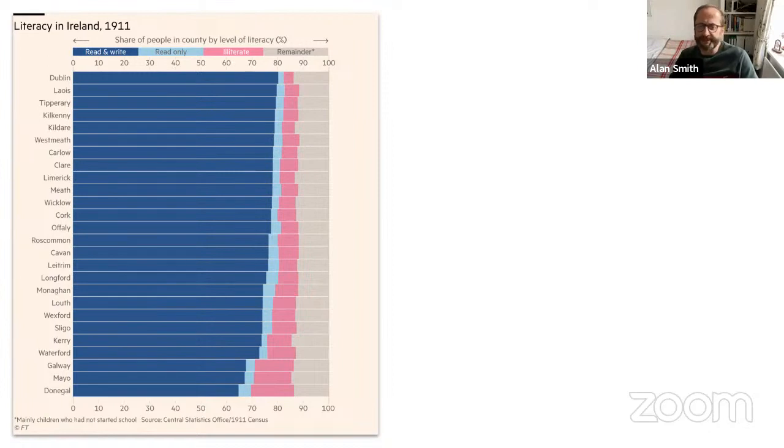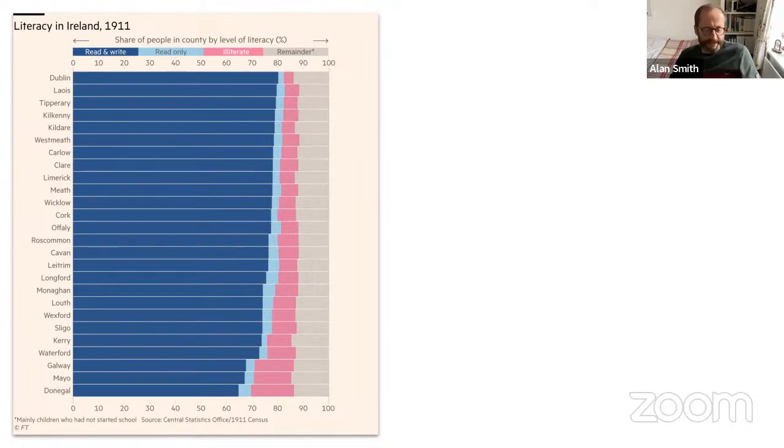And I was curious because I wanted to know how unusual it was for someone to be able to only read. You can see that's what the pale blue segment is in this chart. The pale blue is the people who can only read. And I've organized the data so that it starts off with the most literate county at the top, which was Dublin, and then goes down in descending order to the least literate, which was Donegal.